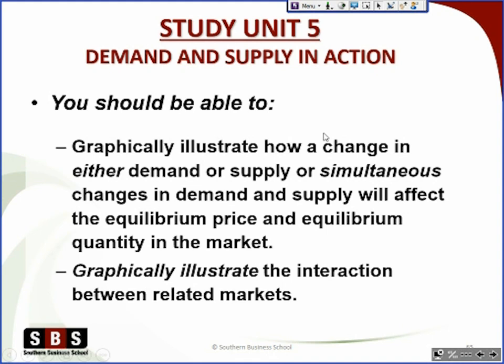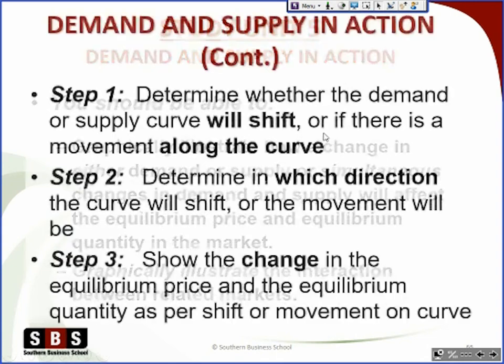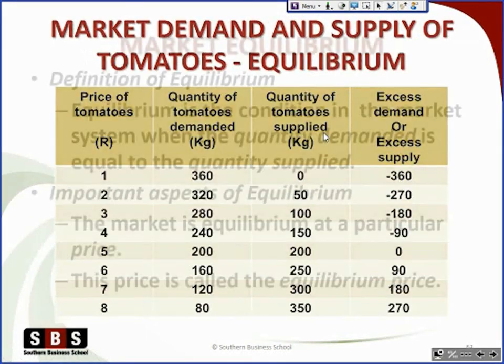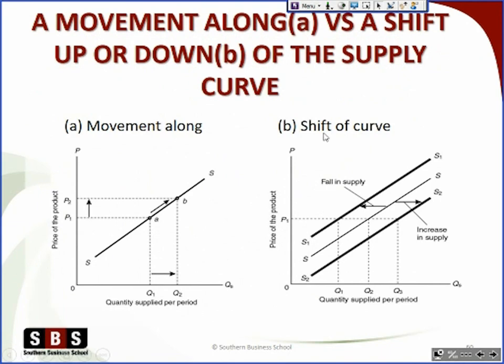So if you get a practical question, follow these steps. This is slide 66, and these are the steps. Step 1, step 2, and step 3. You must determine whether the demand or supply curve will shift, or whether it is a movement along the supply curve. That's so important. It's so important to understand the movement on the curve and a shift of the whole curve. Step 2 is determining which direction this curve will shift. Say, for instance, if we go back, I want to quickly go back to that table of supply. Let's just work with supply quickly.